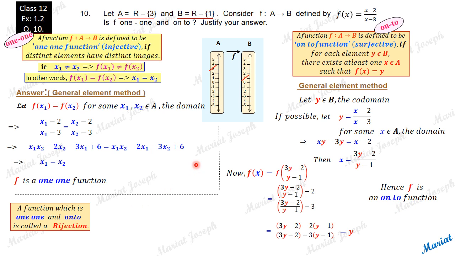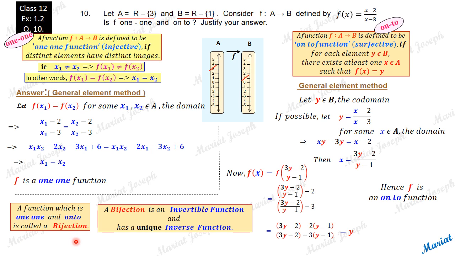A function which is 1, 1 and onto is called a bijection. And a bijection always is an invertible function and has a unique inverse. So the function given to us is invertible and it has an inverse. What do we mean by inverse? Inverse is a function defined from B to A so that we are able to find out the original x, the pre-image of x, from any image y here.